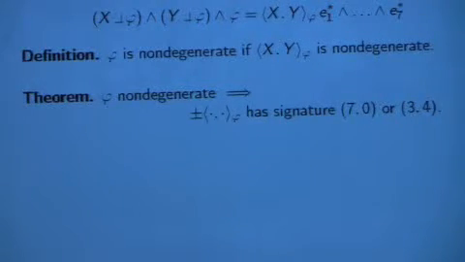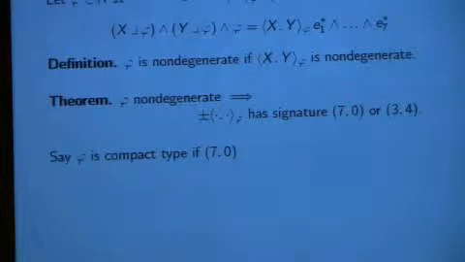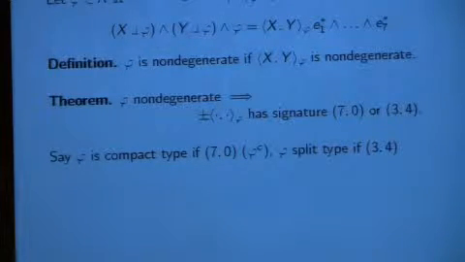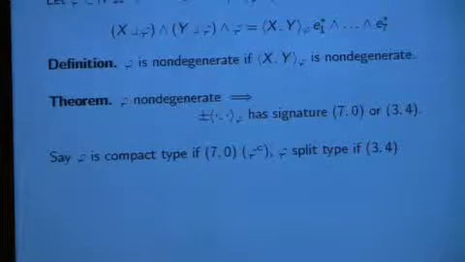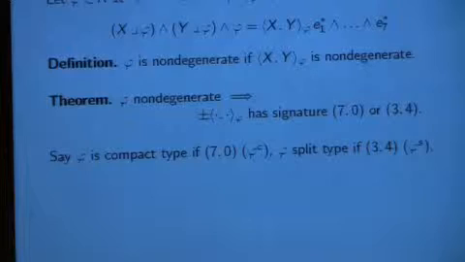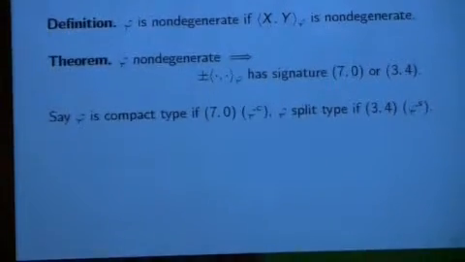This is a linear algebra thing. So in the case where the signature is 7, 0, modulo plus or minus, I'll say phi is of compact type. And I'll write phi_c for forms of compact type. And then in the other case, I'll say it's split type if the form has signature 3, 4, and I'll write phi_s for split type 3-forms. Okay, so that's the analog of the classification of quadratic forms by signature.